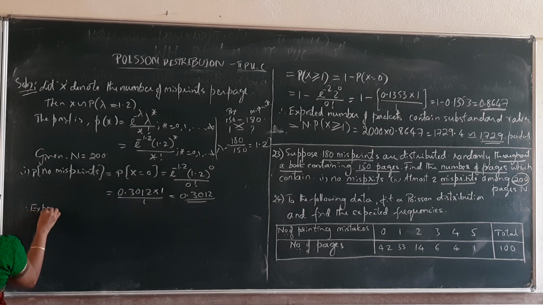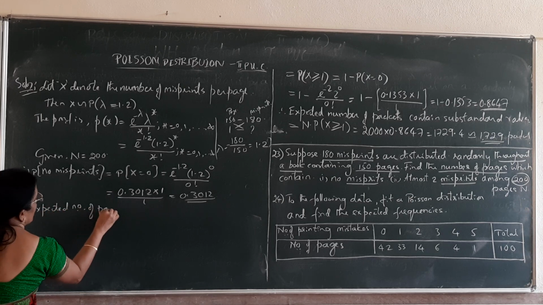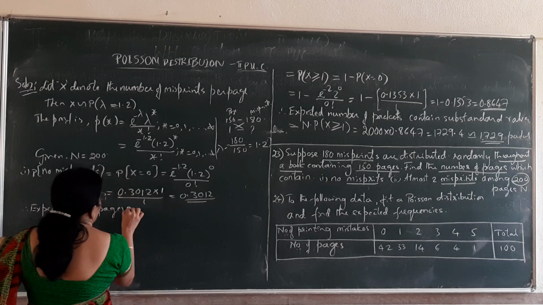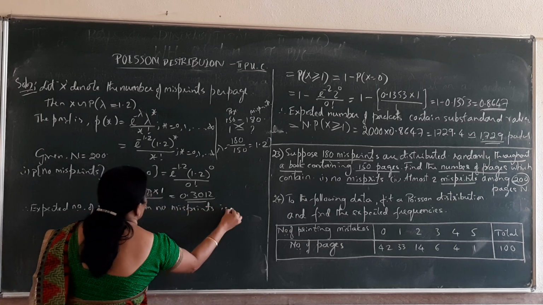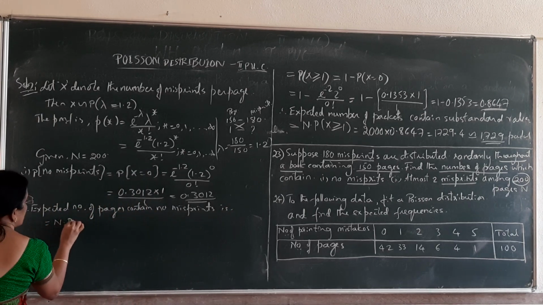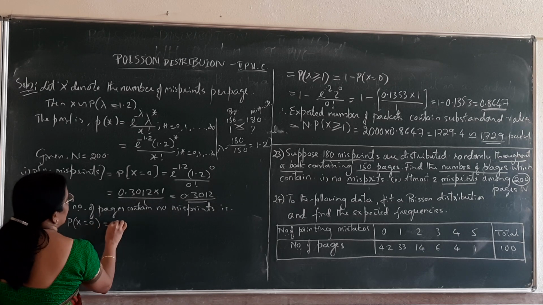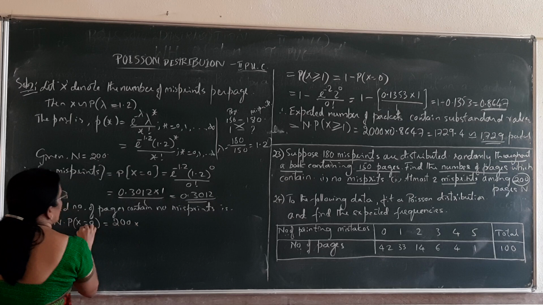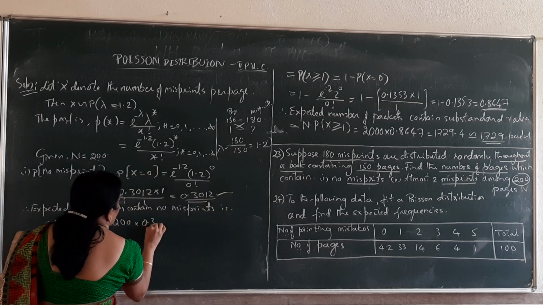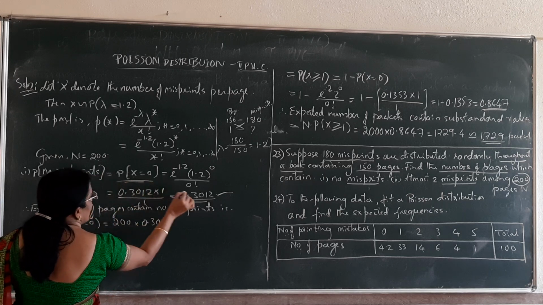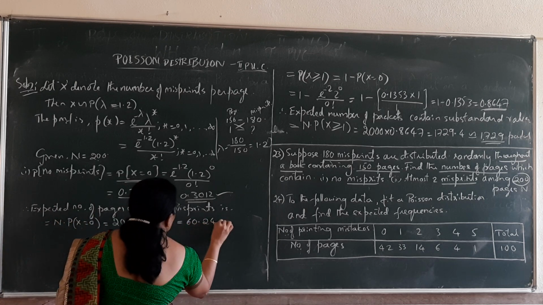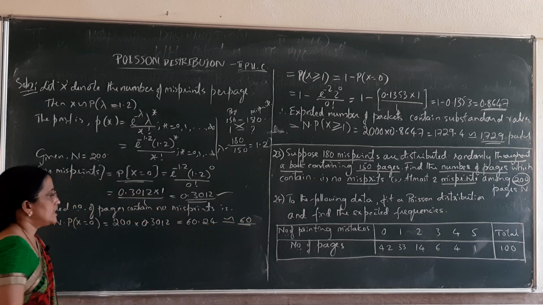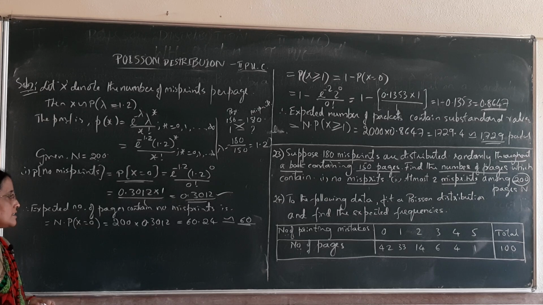Therefore, the expected number of pages that contain no misprints is equal to N into P of x equal to 0, which is equal to capital N, that is 200, into P of x equal to 0. This probability is 0.3012, for no misprints. Using this, the answer is equal to 60.24, which is approximately equal to 60 pages. That is, among 200 pages we can expect 60 pages do not contain any mistakes, right?